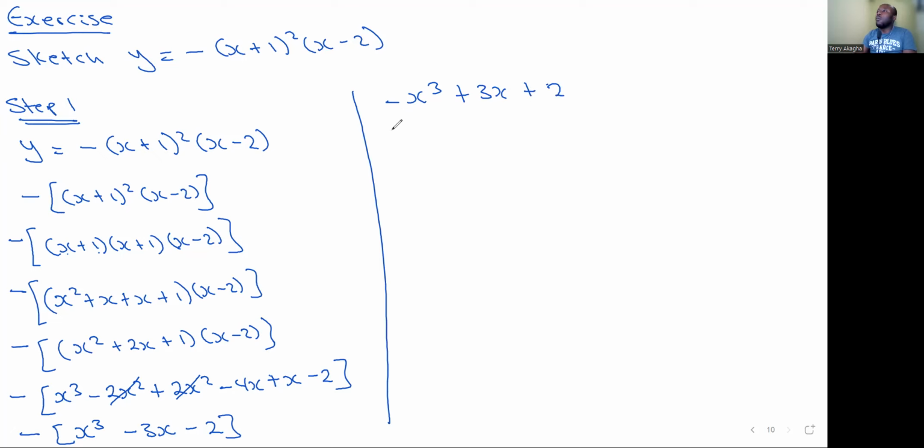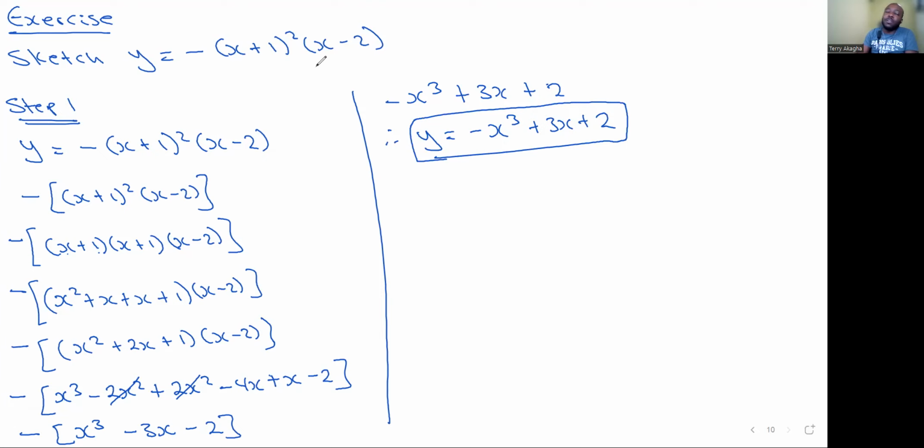So like I said, in some questions, they could ask you to sketch minus x cubed plus 3x plus 2, all right? So from this point, you then have to convert it to the factorized form. And I've shown you the 4 steps on how to do that. But in this case, they gave you the factorized form, and you just need to find what? The expanded form. Good. Now let's go to step 2.